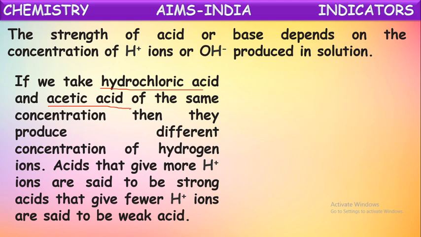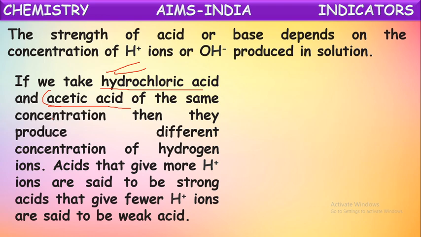Strong acids, we already said what they are. The acids which can produce more H plus ions are called strong acids. The acids which produce few hydrogen ions are called weak acids. Here, hydrochloric acid is a strong acid, and acetic acid is one of the weak acids. If we take the same quantity of these two acids, the concentration of hydrogen ions will be more in hydrochloric acid and less in acetic acid solution.